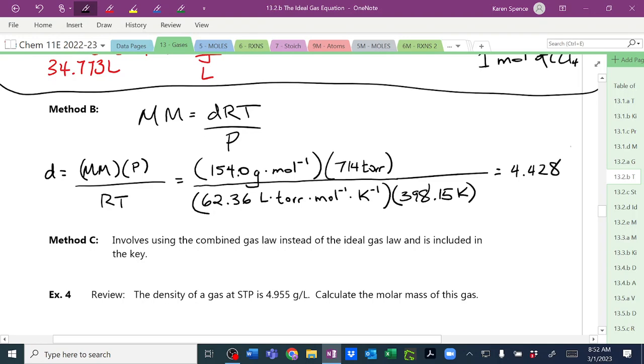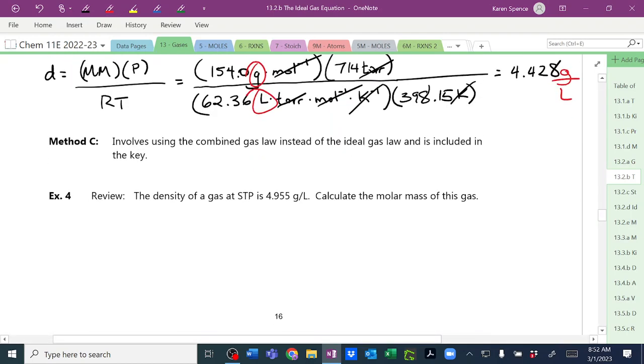And our units, we can look and see that my torrs cancel out, my mole to the -1 cancels out, my Kelvin to the -1 and my Kelvin cancel out. And I am left with only grams per liter, which is, yay, a unit of density. Okay, so that is a tidy little formula, a tidy cat formula.